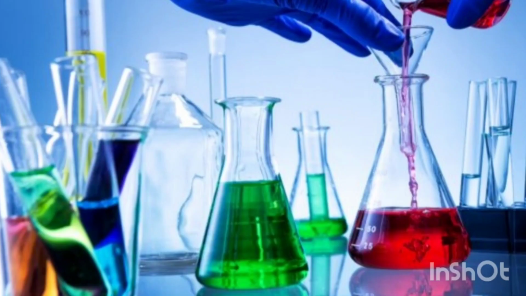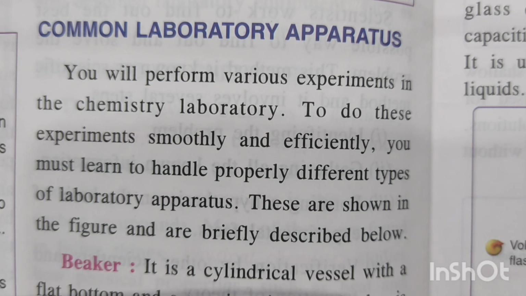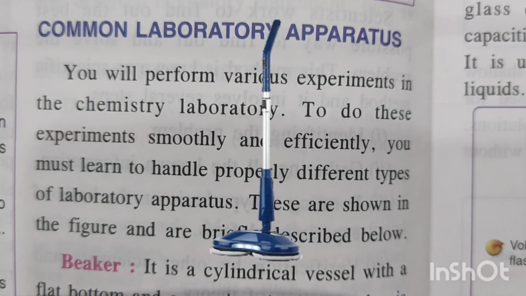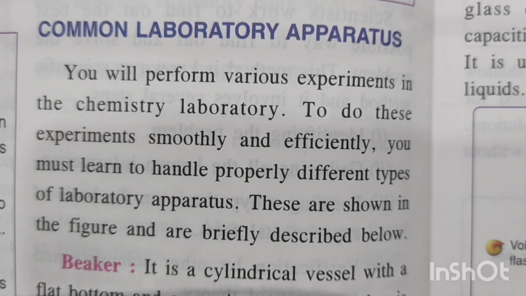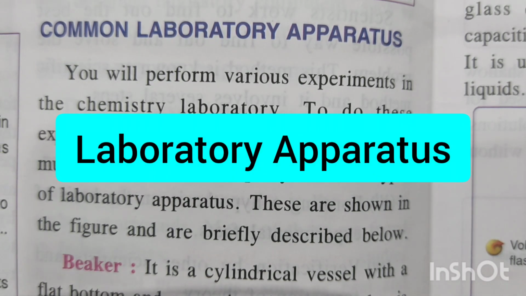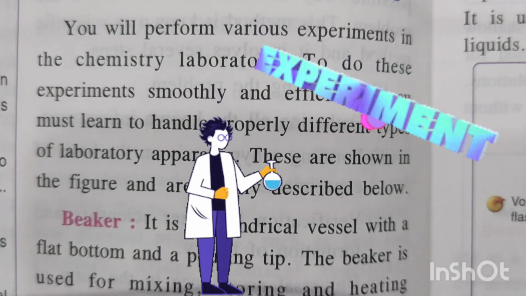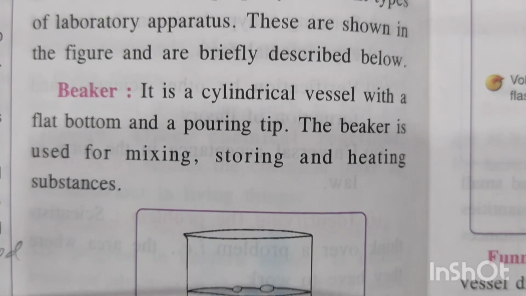And for doing these experiments, children, aside from the apparatus, we have a lot of chemicals. We have a complete working table. Then there are certain Bunsen burners, spirit lamp, and certain other things present in a chemistry laboratory. So today we are going to see, children, what are these different laboratory apparatus that we make use of for doing any kind of experiment when we are working in a chemistry lab.